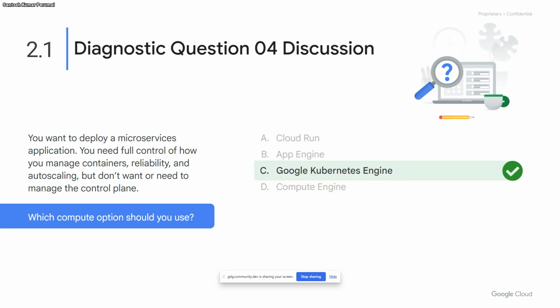So when it comes to containers, and if you want to take full control of your containers, auto scaling or reliability, Google Kubernetes Engine is one of the options. There are two options in Google Kubernetes Engine: you go with Autopilot mode or you go with Standard mode. We will look into that more deeply when we get into those use cases. But as of now, just think of GKE as the containerized solution if you're looking for any containerized solution in Google Cloud.